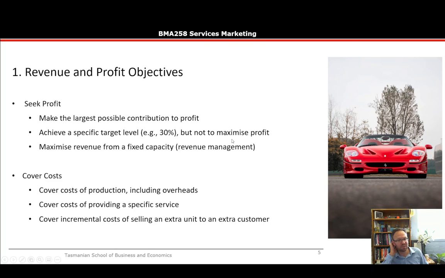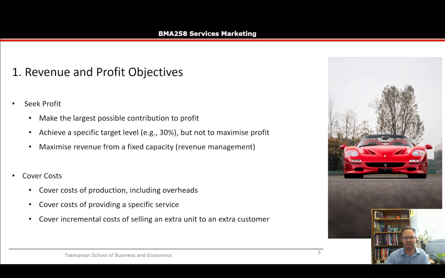So sometimes the objective of the firm is just to seek and make as much profit as possible. So the organisation, like the people that run the company, the directors or the owners of the company, they want to buy nice things and they want to make lots of money, or they've got mortgages to pay, and for whatever reason, the pricing objective is simply just to make as much money as possible. Other pricing objectives can be a little bit more detailed and more sophisticated than that.